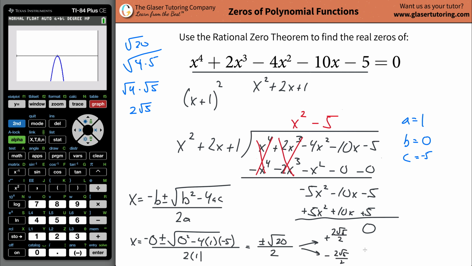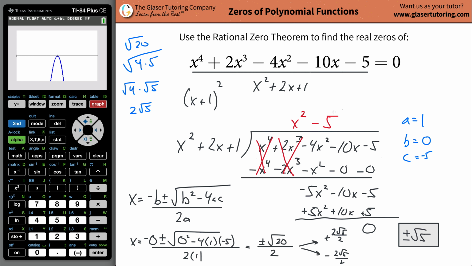And wait a minute, the 2's are going to cancel. So what's going to happen? You're just left with positive and negative radical 5. And this is kind of like a perfect square type of deal. And that's fine. You could have shortcutted it that way.